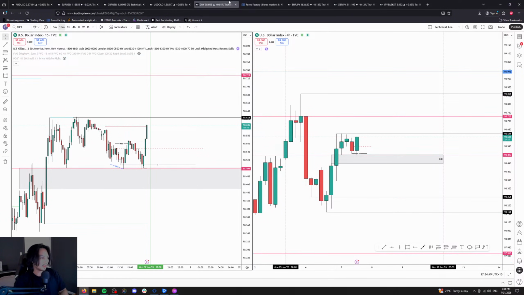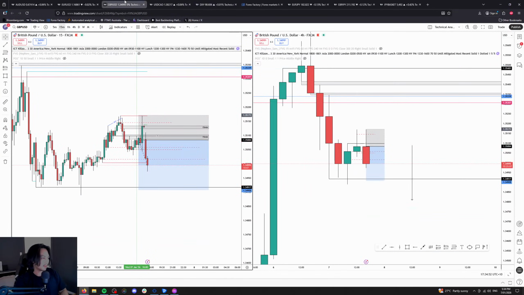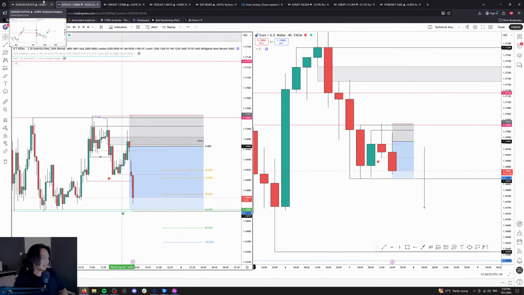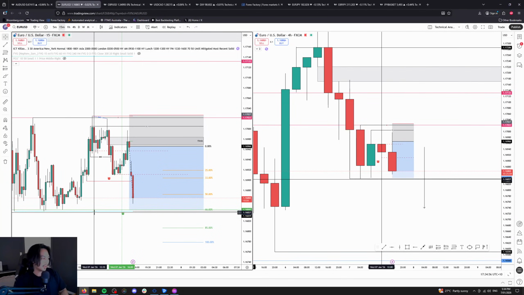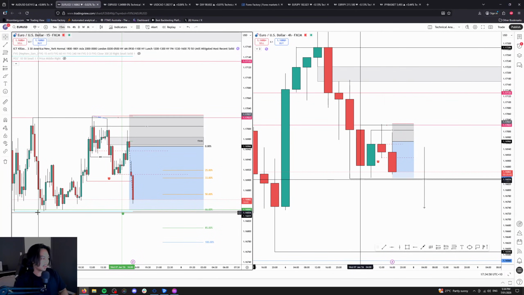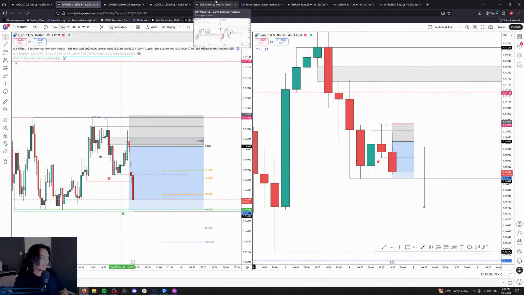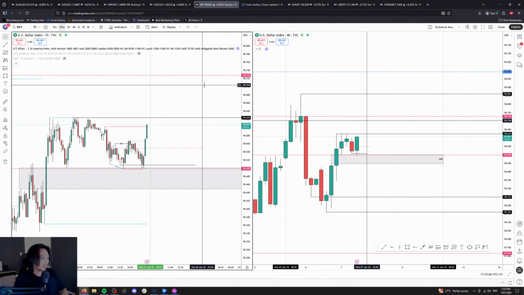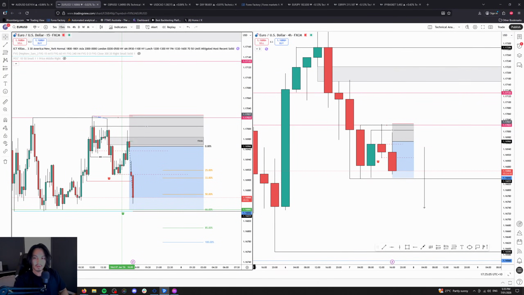What's DXY doing? Oh, big move to the upside. This is what we want. Okay. This should be hitting that previous daily low and the New York low as well, based off that big move. The daily bias, everyone, it is so important, linking it to your time frames. Come on.